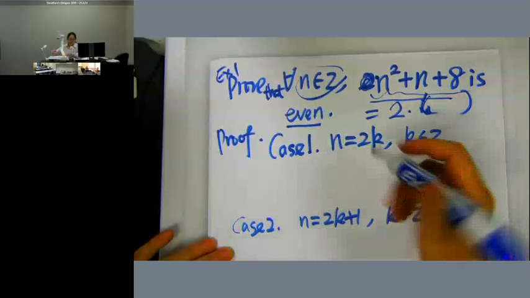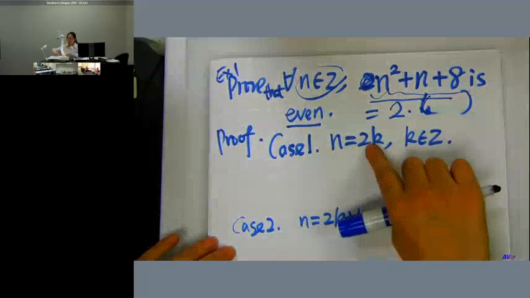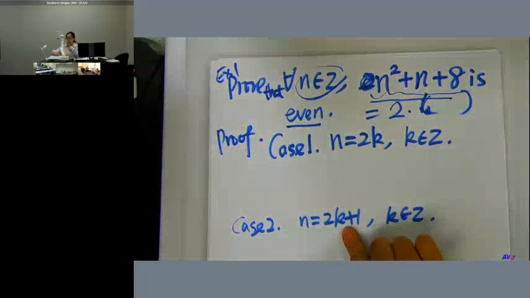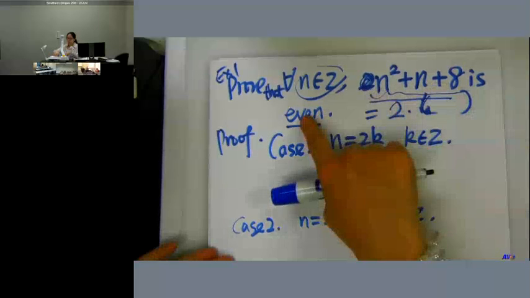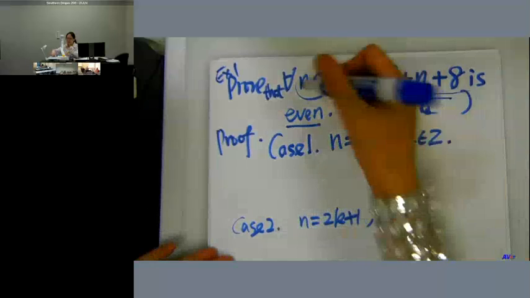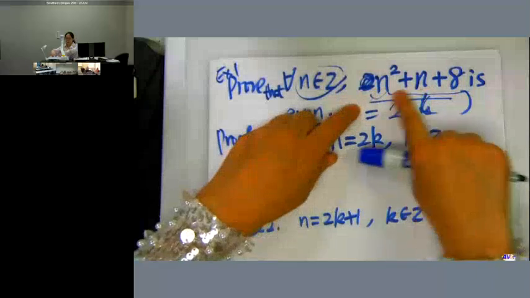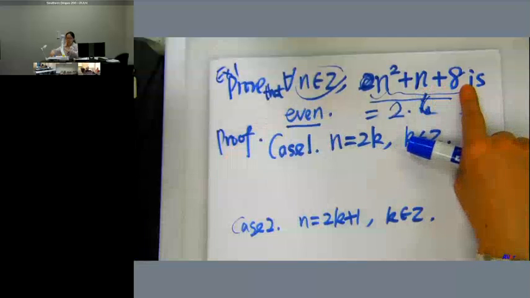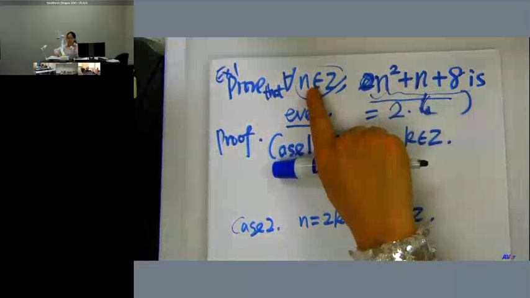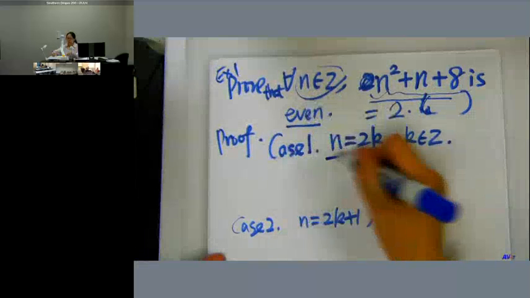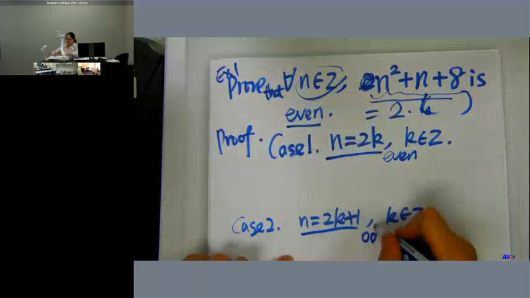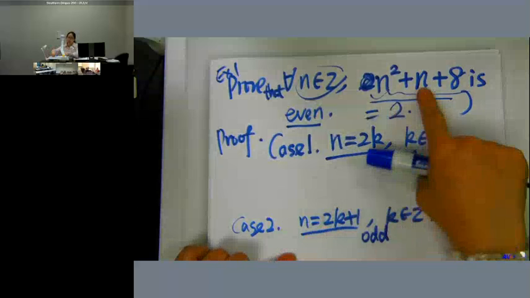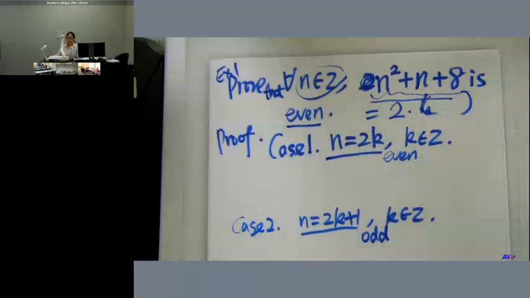But any integer you have is either even or odd, right? So my approach is, since I cannot prove it directly, I'm going to first prove this is true for all the even integers. If n is even, I can show n squared plus n plus 8 is even. But that's not enough, right? Because they tell us to prove this is true for any integer. If you only prove it for even integers, you didn't prove it for when n is odd. So that's why I have to do the second case. If n is odd, I can still show this is an even integer. You see what I'm doing here? Is that clear?